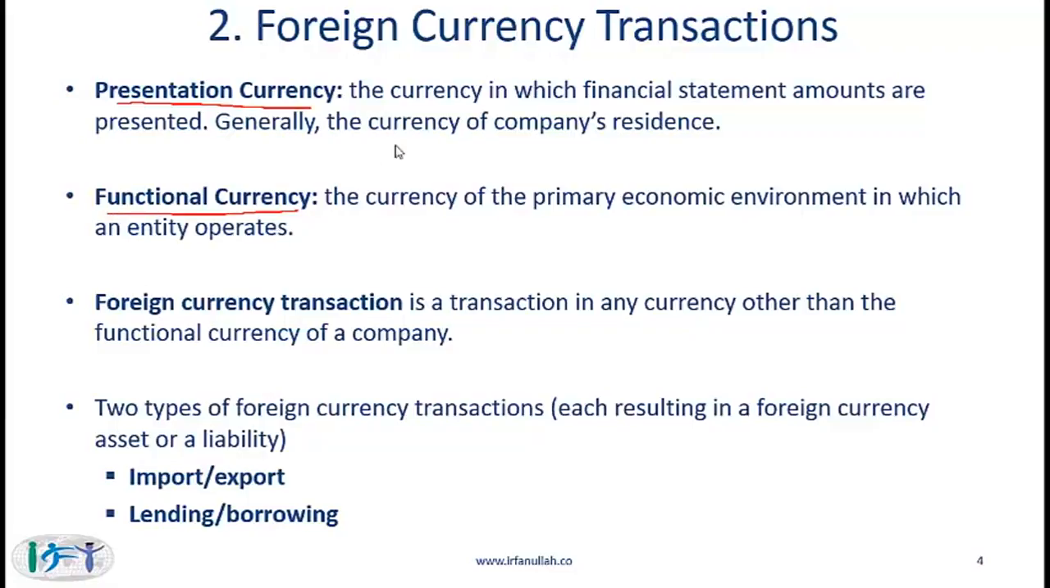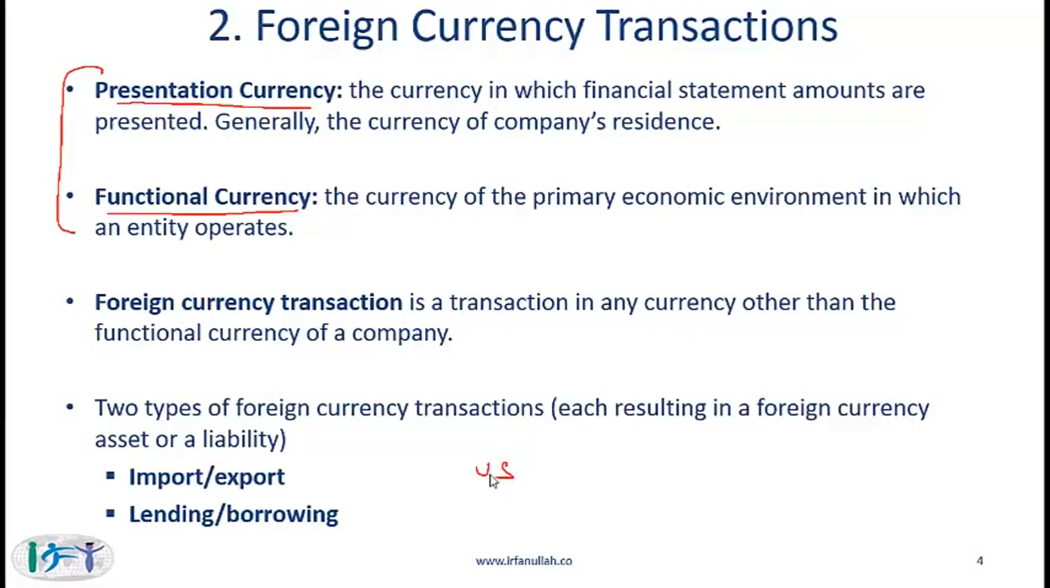In the context of foreign currency transactions, generally these two currencies will be the same. You will hear the term foreign currency and the term foreign currency transaction. A foreign currency transaction is a transaction in any currency other than the functional currency of a company. There are two broad types of foreign currency transactions, either import-export transactions or lending-borrowing transactions. These can result in foreign currency assets and liabilities.